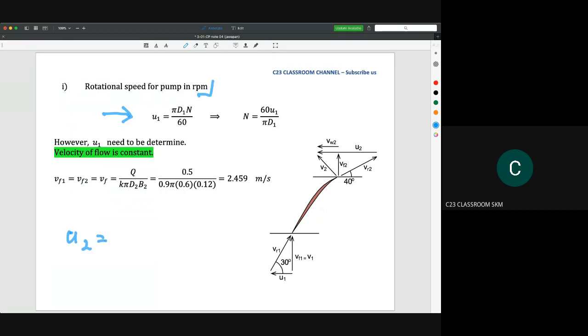If you write U2, you need to write pi D2 N over 60. So you have this equation and also this equation. But you must make sure that all the parameters were given, and then you can use all the parameters to answer that question.